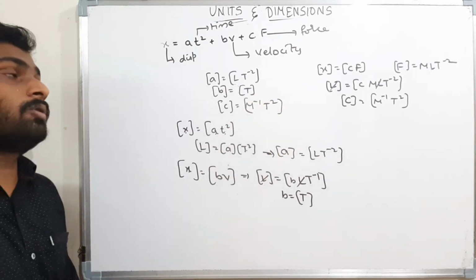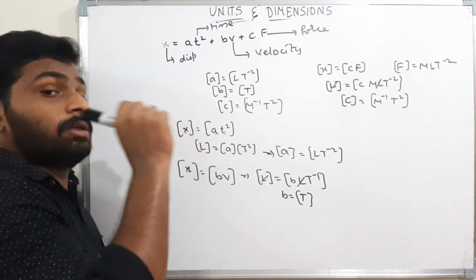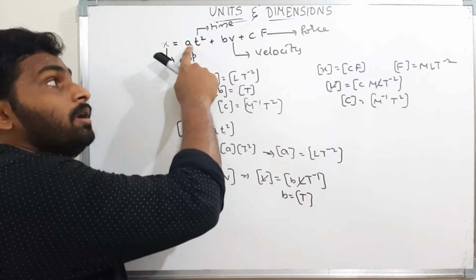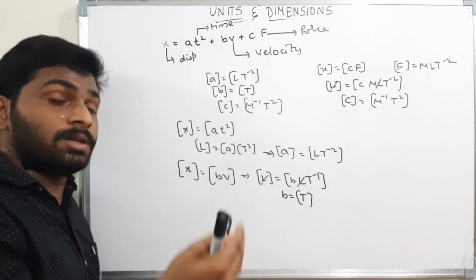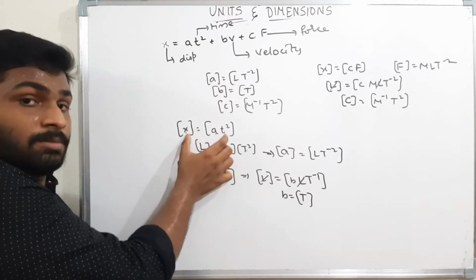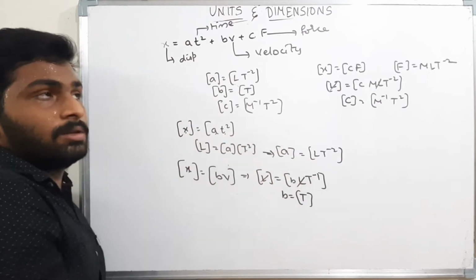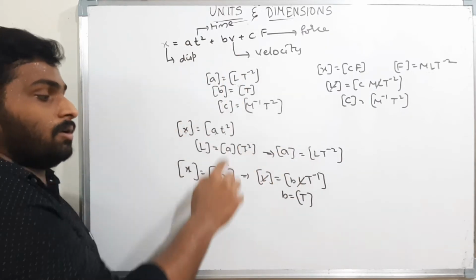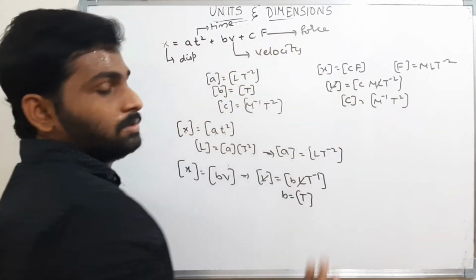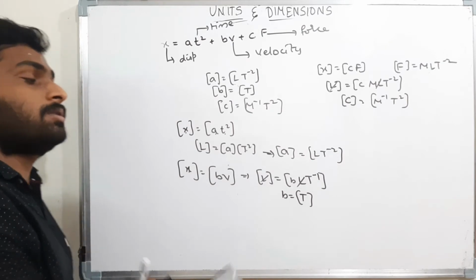I think this is clear. How to find the dimension formulas? According to the principle of homogeneity, I can equate or add two terms only if the dimension is the same. I equated x and at² and got the dimension formula for A. Again, I equated x and Bv, I got B. Again, I equated x and CF, I got the dimension formula for C. Okay, now we will see one more problem.